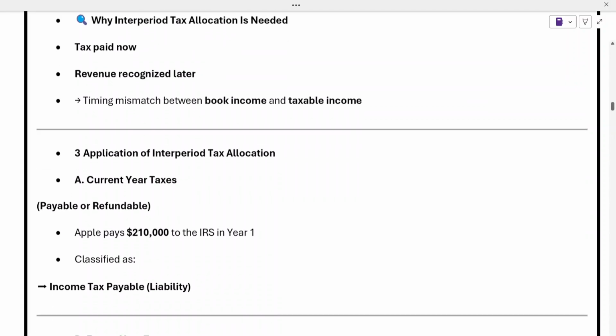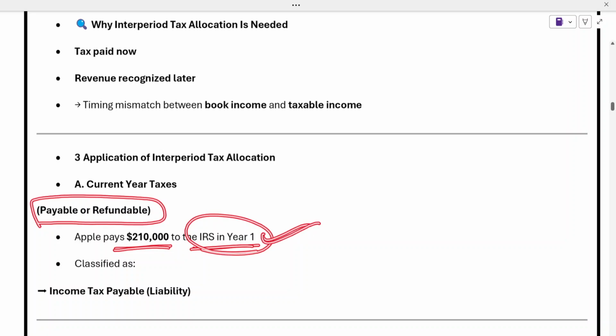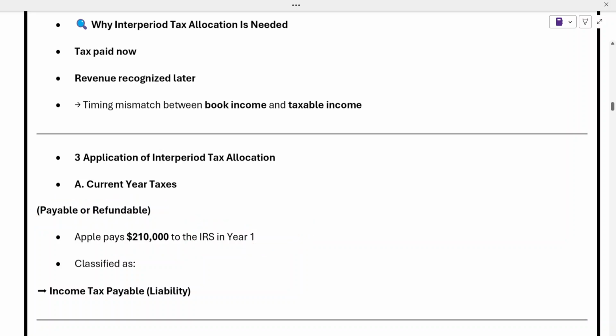Okay, now if someone asks you what your current year taxes are, then you will say Apple will be paying $210,000 to the IRS in year one. Why? Because as per IRS rule, the taxes are applicable, but as per books, there were no taxes. So you will say this is your income tax payable, your income tax liability, because you need to pay to the IRS.